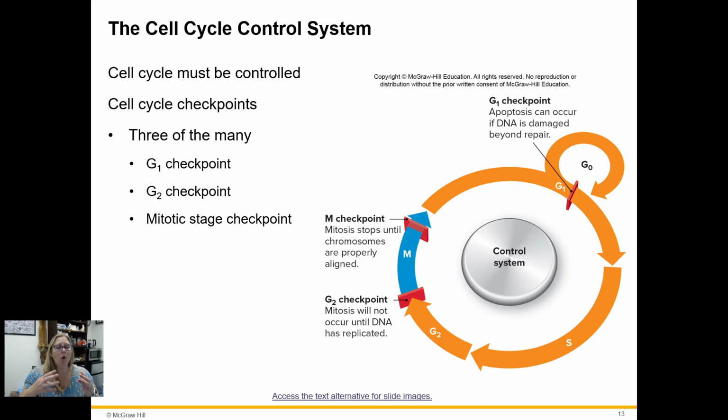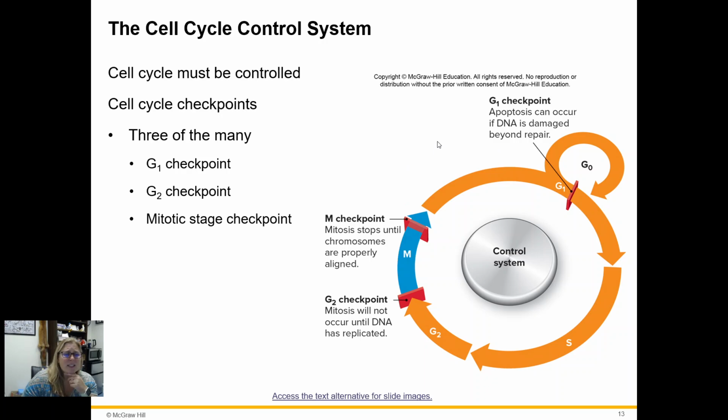So I don't want to have one cell that suddenly has too many chromosomes and one cell that has too few. I need that to all be identical and moving appropriately. So these checkpoints are in place to make sure that when cells are being duplicated, when they are going through that replication process, they are making identical versions of themselves so that those cells are going to do their jobs appropriately, okay?